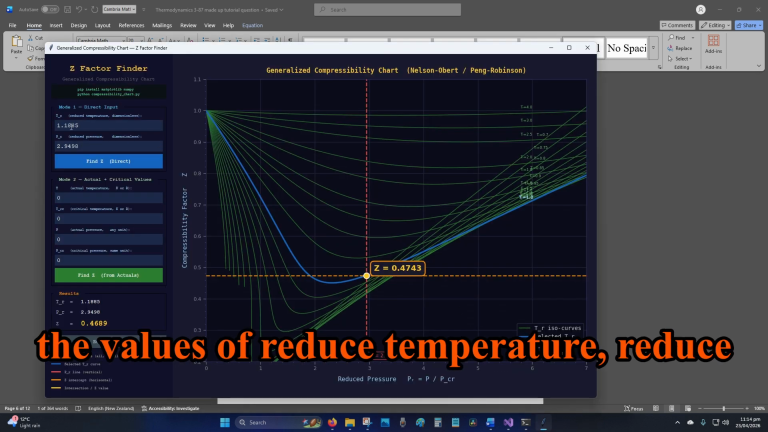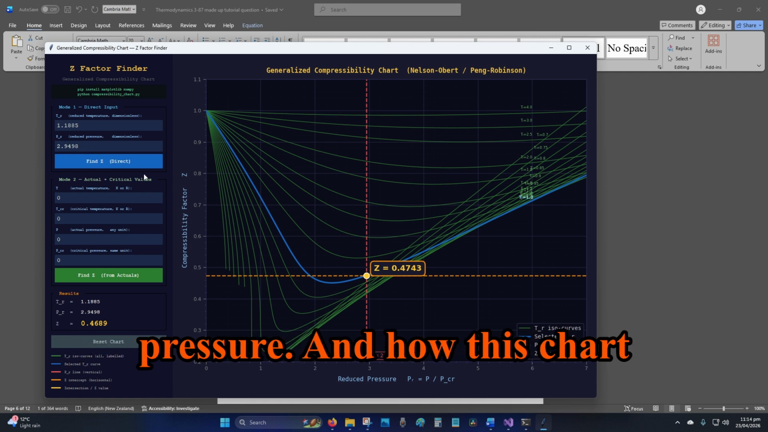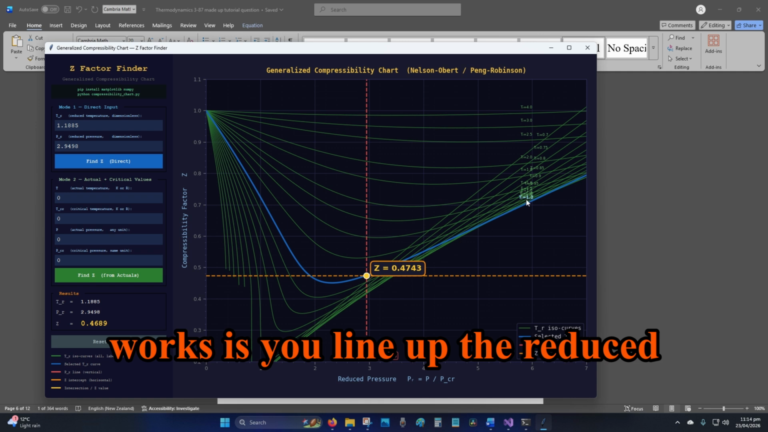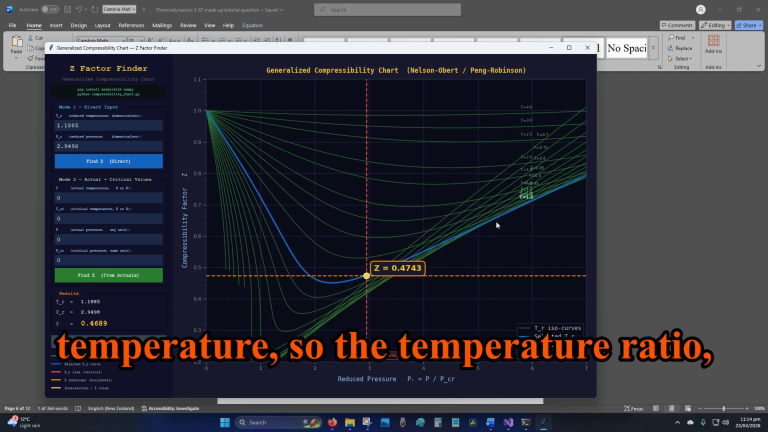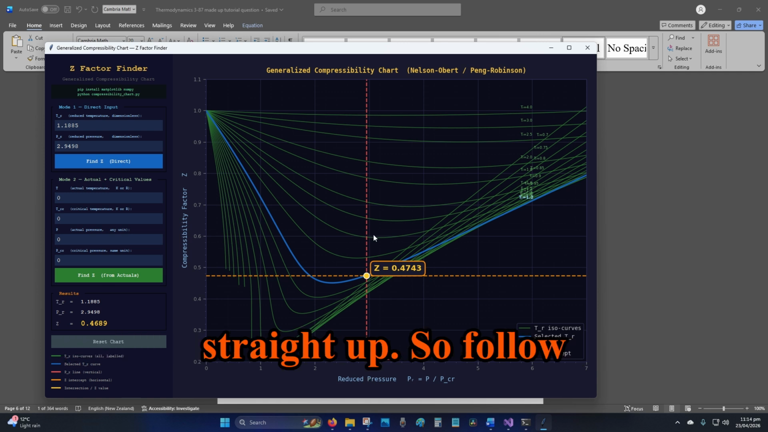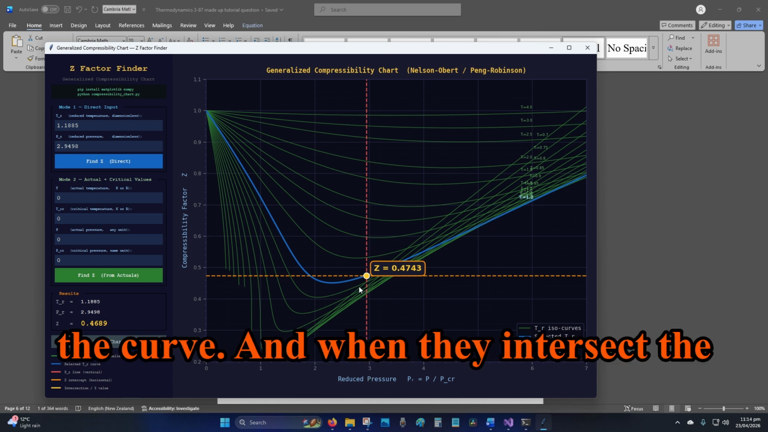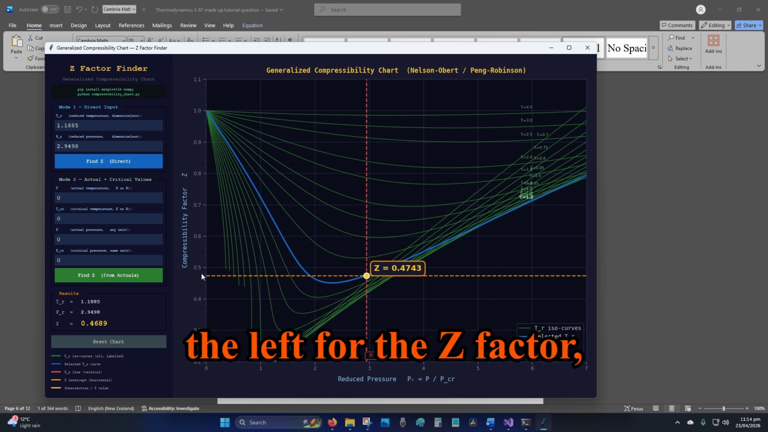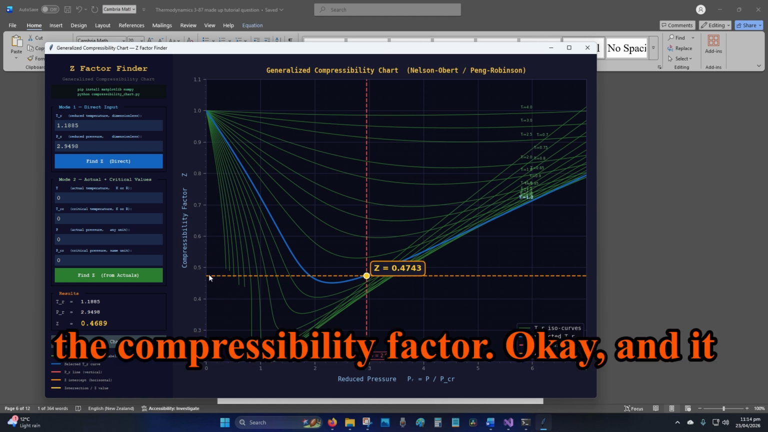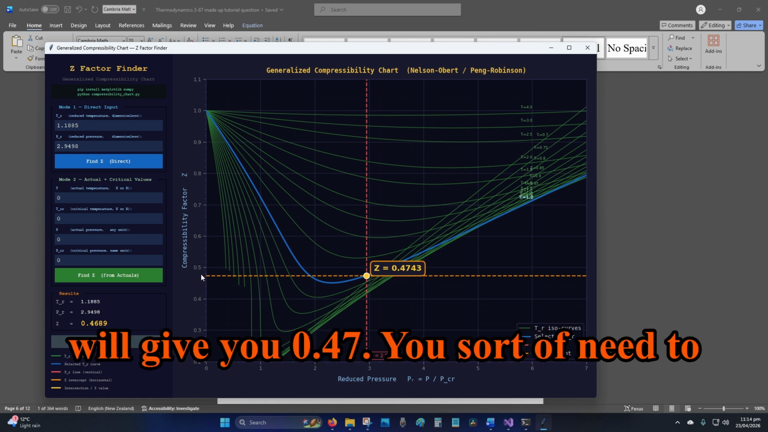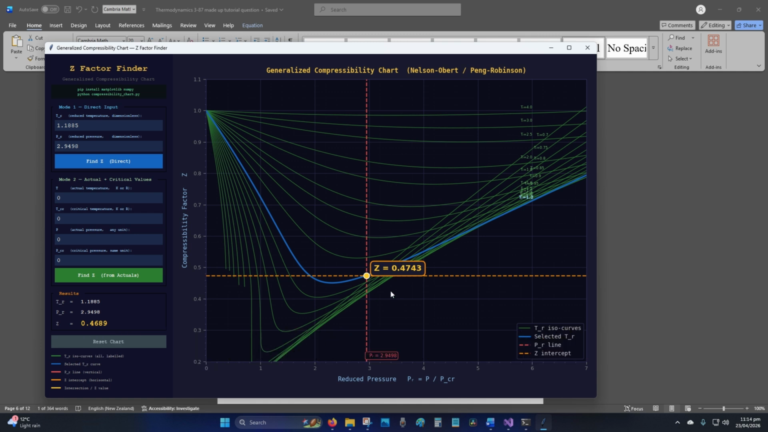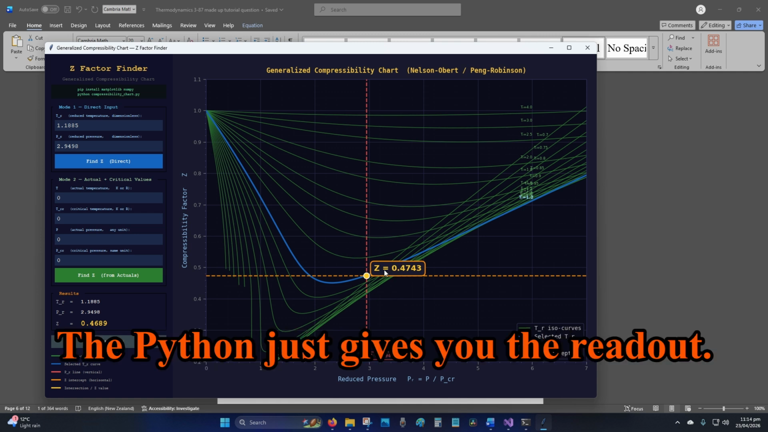As you can see, I plugged in the values of reduced temperature and reduced pressure. How this chart works is you line up the reduced temperature, so the temperature ratio, and then the reduced pressure, you go straight up. So follow the curve, and when they intersect the orange line, we now move to the left for the Z factor, the compressibility factor. Okay, and it will give you 0.47. You sort of need to eyeball it and estimate. The Python just gives you the readout.